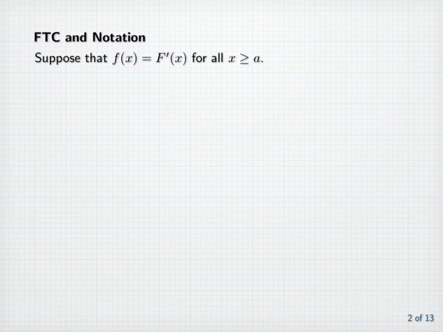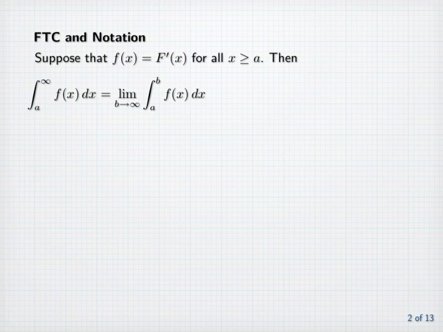Before we do some example computations, let's talk a little bit about the fundamental theorem of calculus and notation in the context of improper integrals over unbounded intervals. Suppose that little f of x equals capital F prime of x for all x greater than or equal to a. In other words, capital F of x is an antiderivative of little f of x. Then, the integral from a to infinity of f of x dx is by definition the limit as b goes to infinity of the integral from a to b of f of x dx, and since capital F is an antiderivative of little f, this is going to be the limit as b goes to infinity of capital F of x evaluated from a to b.